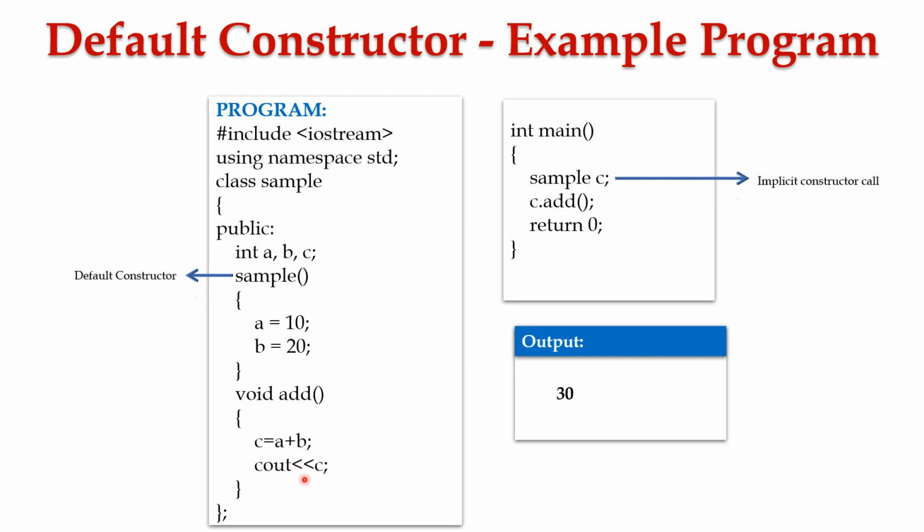Using the cout statement, the value of the variable C, that is 30, is displayed to the user as shown in the output. Next, the return 0 statement is executed, which implies the successful execution of the program. So hope you are clear on the default constructor.